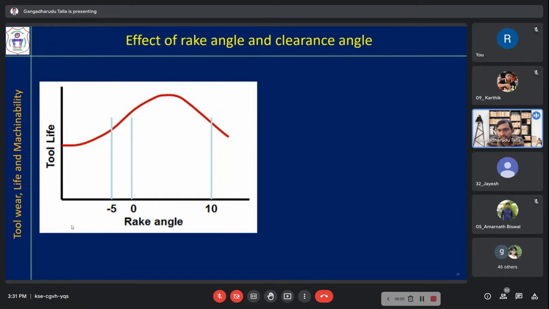Now, effect of rake angle and clearance angle on tool life. With the increase in rake angle, what is happening to tool life?